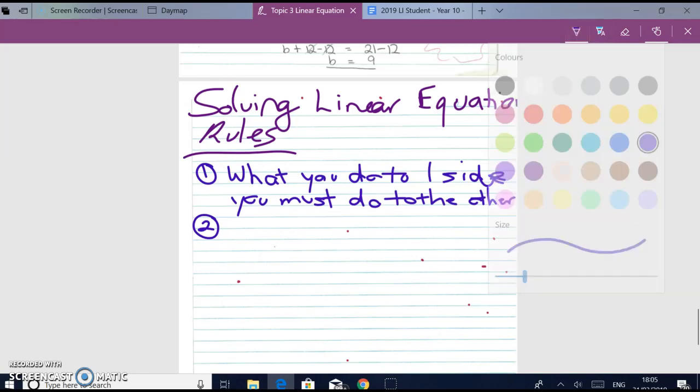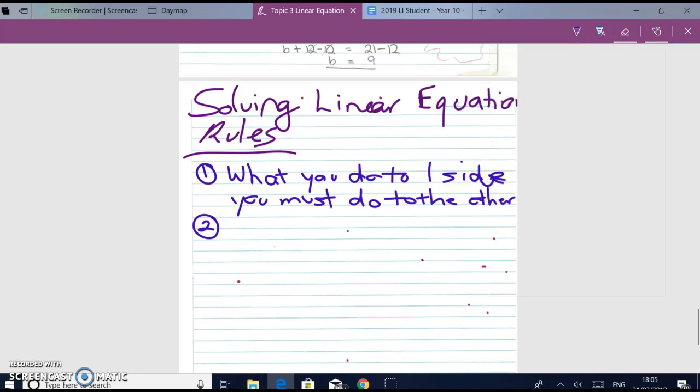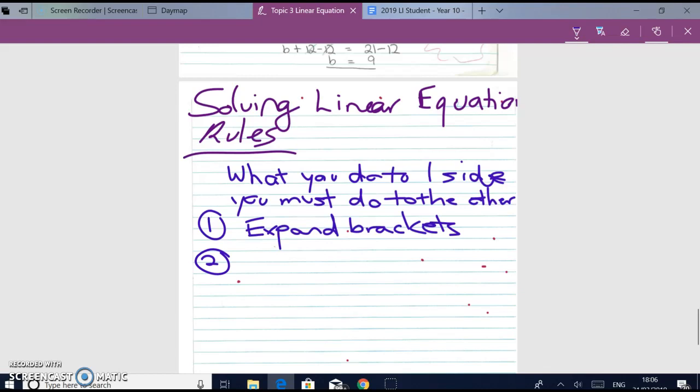I'm just going to write these rules out that you can always check. When you're solving equations, the first thing you do is one, you expand brackets. If you're not sure what I'm talking about at the moment, don't worry. Just write these rules down in your glossary and then we're going to go through some examples.